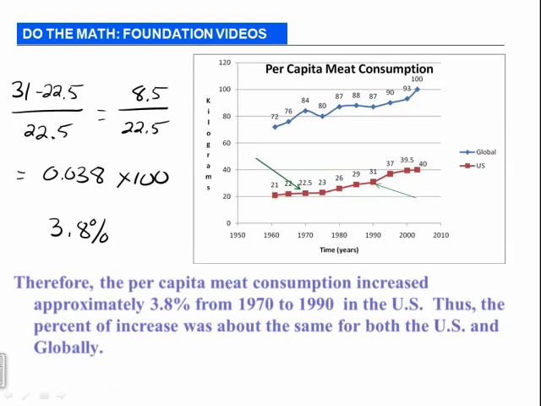All right. So for the United States, we increased our consumption of meat 3.8% from 1970 to 1990, and in the globe it was 3.6%. So there's not an appreciable difference between the United States and the globe.